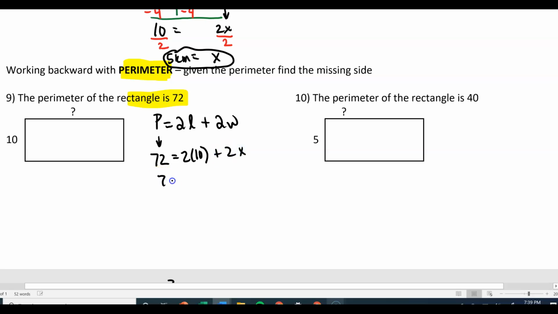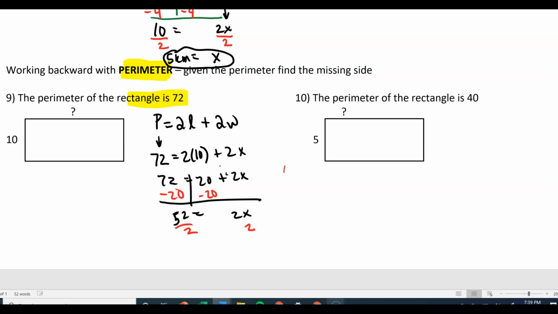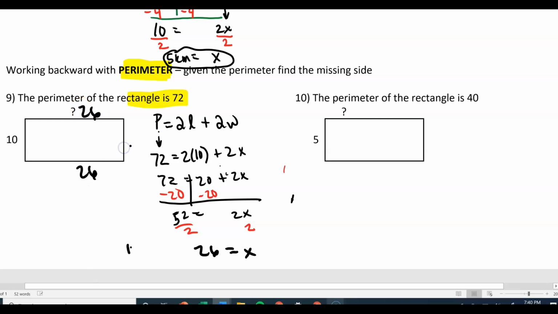So I have 72 is equal to 2 times 10 is 20 plus 2x. Two-step equation. Subtract 20 from both sides. You've got yourself 52 is equal to 2x. And then end up by dividing by 2 on both sides. So x in this case should be 26. Right? I didn't even give you units, right? So 26, 26, 10, and 10, those should add up and give you exactly 72.